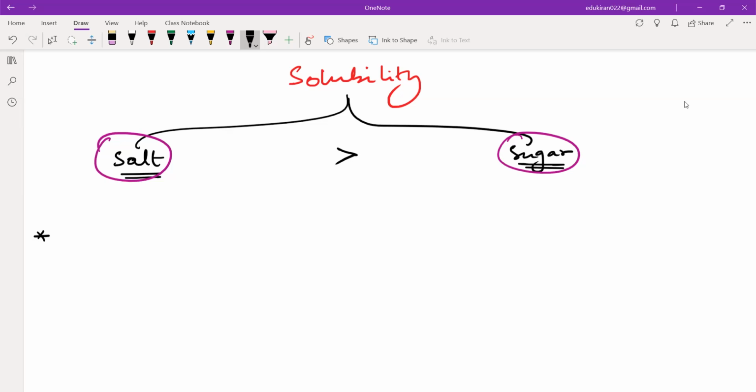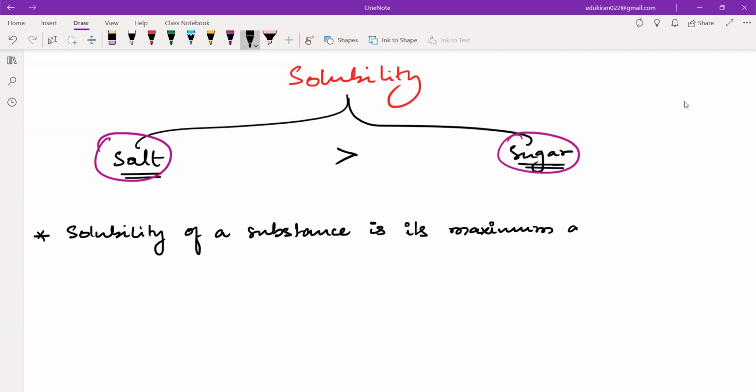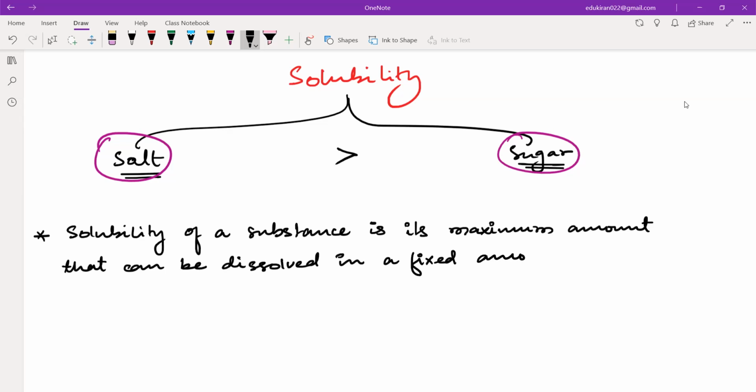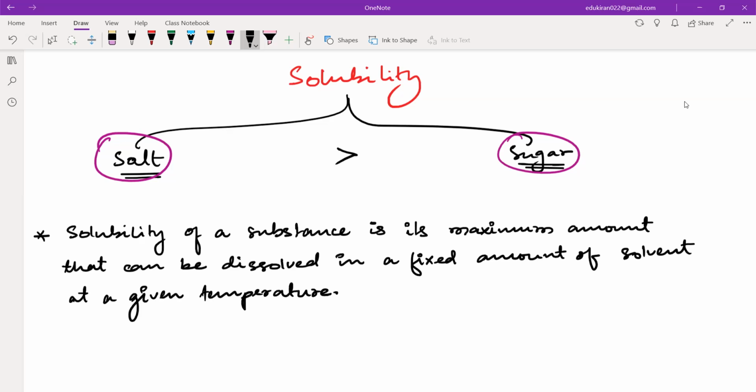So what will be solubility? Solubility is, please write, solubility of a substance is its maximum amount that can be dissolved in a fixed amount of solvent at a given temperature. Okay, at a given temperature.